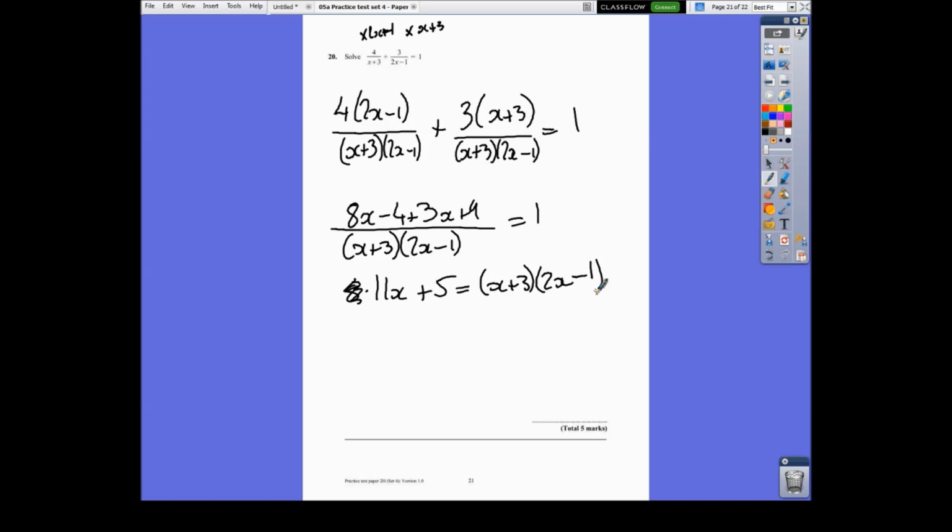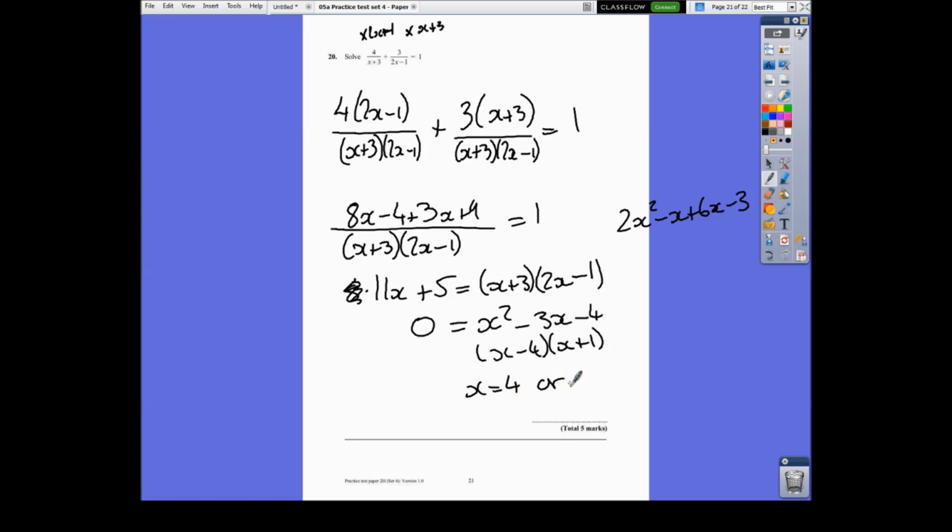To get that all equal to 0, we need to take the 11x plus 5 on the other side and expand it out. So if I expand out these brackets, I will get 2x squared minus x plus 6x minus 3. And if I take the 11x and the 5 off that side as well, I'll get x squared minus 3x minus 4. That will factorise to x minus 4, x plus 1. So the values of x are 4, making the first bracket 0, or minus 1, making the second bracket 0.